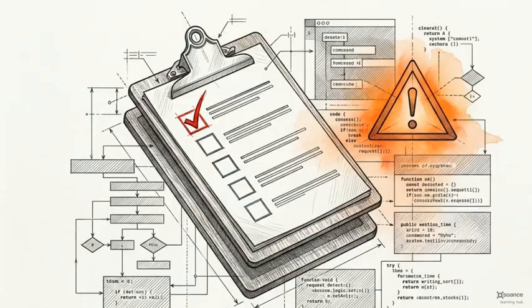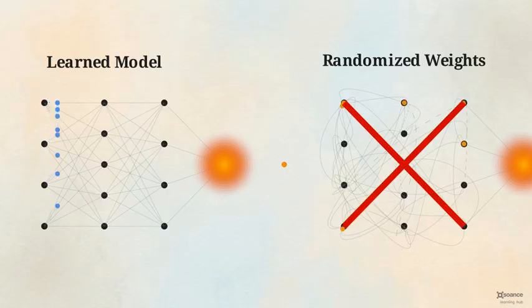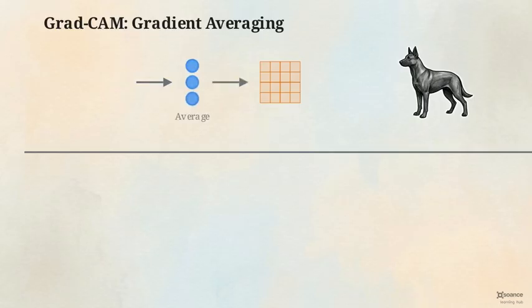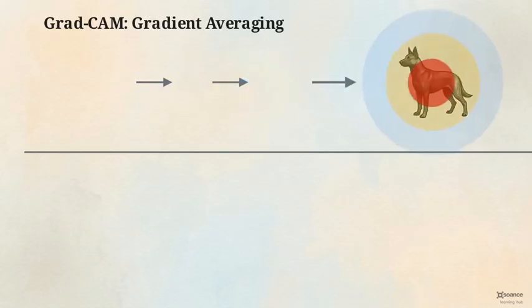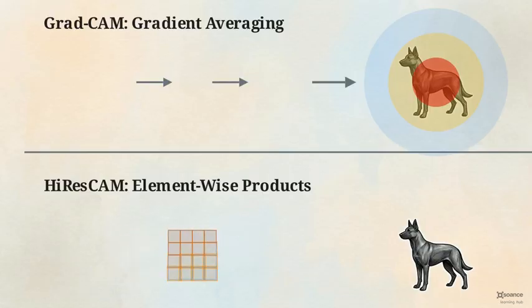However, interpretability requires diligence. Always perform sanity checks on your models. Visualization techniques can sometimes produce compelling heat maps, even for networks with completely randomized weights. You have to ensure the maps reflect actual learned parameters. If you encounter artifacts or find regions the model highlights improperly due to gradient averaging, you can explore advanced alternatives like Grad-CAM++, which refines the mathematics using element-wise products.